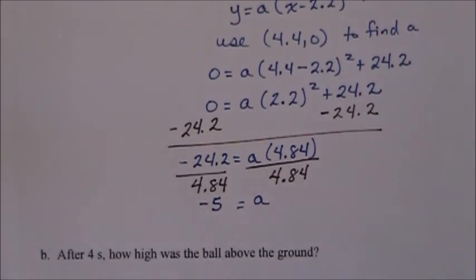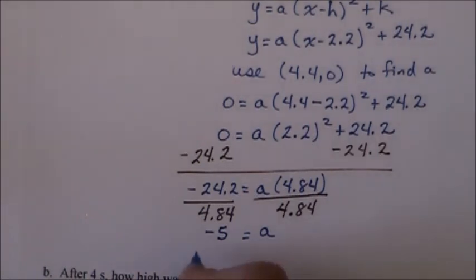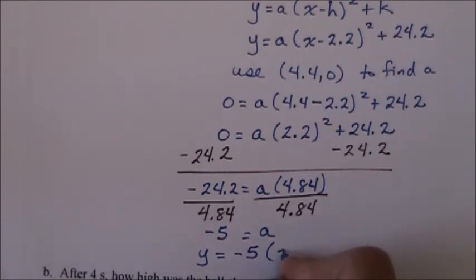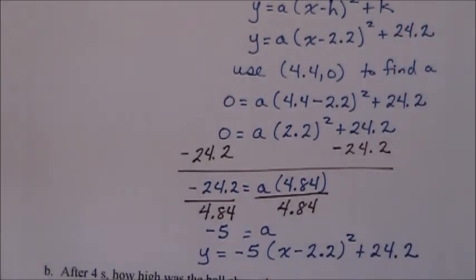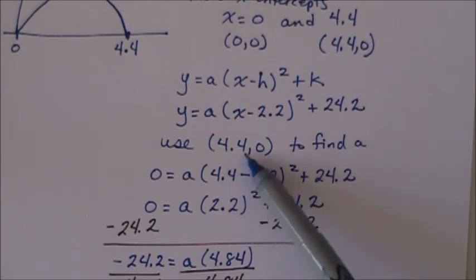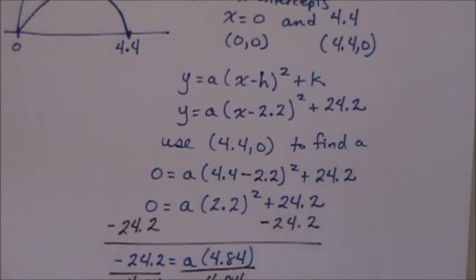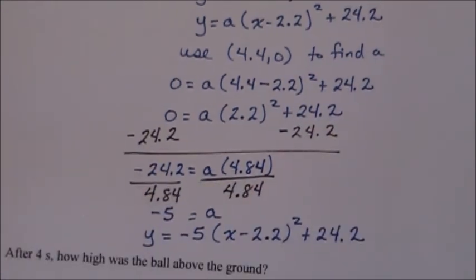So this a value, remember, goes in to that equation way up here. So we're going to replace that a. We get y is equal to -5(x minus 2.2) squared plus 24.2. Now, if you wanted to do a check, see if it matters which of those two x-intercepts we use, you can go back and you could, instead of using the 4.4 here, put 0 in here and 0 in there, solve. Do you get -5? And you should get -5 when you do that.